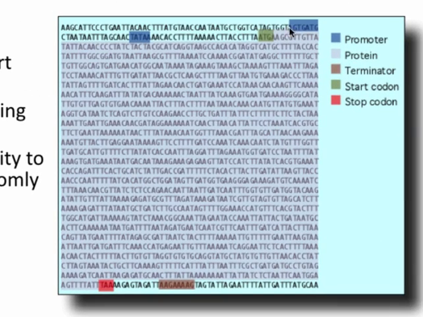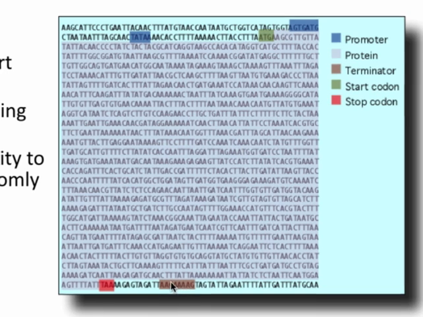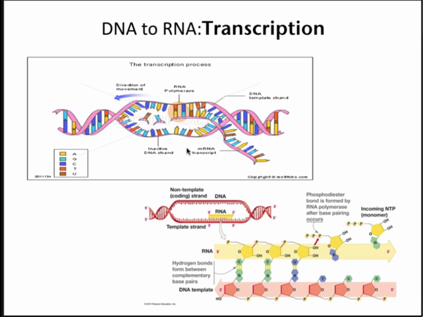Here we have an example of a promoter. Here is a start codon. Here is a stop codon. This is the protein coding sequence in here, and then you have transcription termination. The first step in moving from DNA to protein we will start with is transcription, and that is copying DNA into RNA. Here's a nice little graphic of what it looks like.